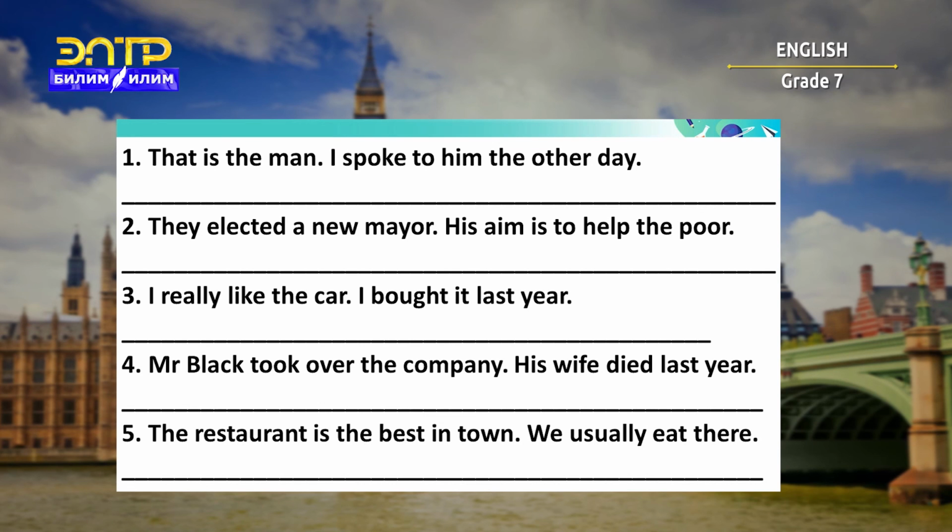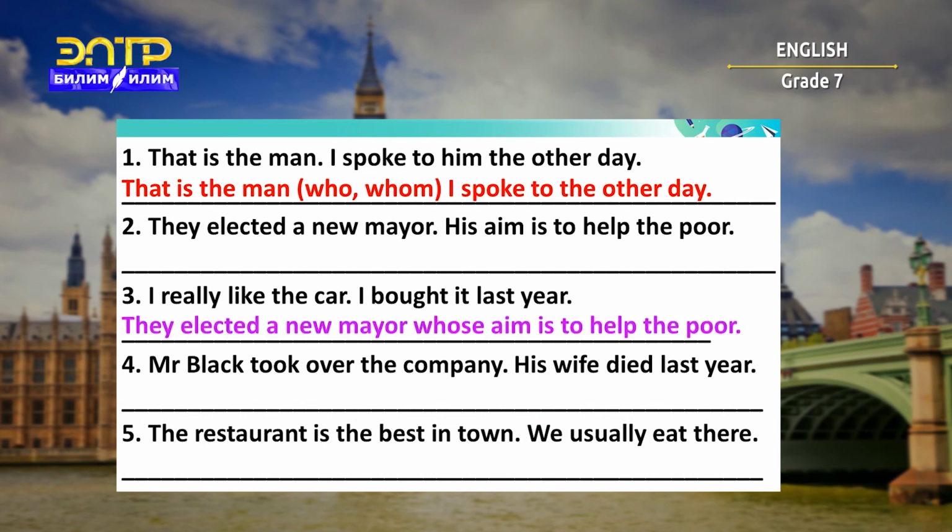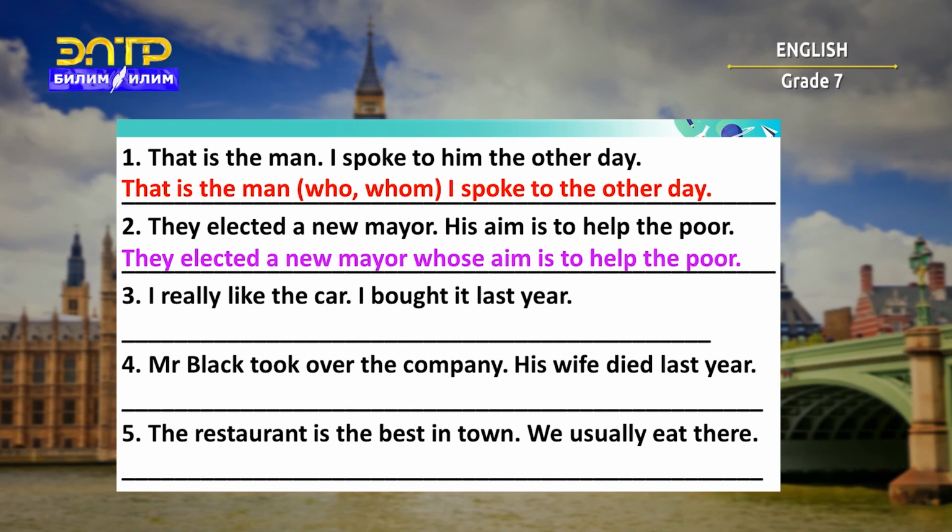And the full sentence with relative pronoun will sound like, that is the man who, or we can say whom, I spoke to the other day. And the second one, they elected a new mayor. His aim is to help the poor. They elected a new mayor whose aim is to help the poor. And the third one, I really like the car. I bought it last year. I really like the car that, or we can say which, I bought last year.